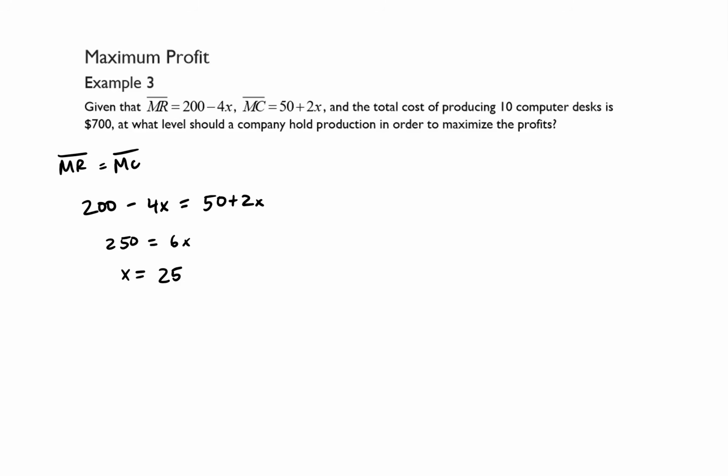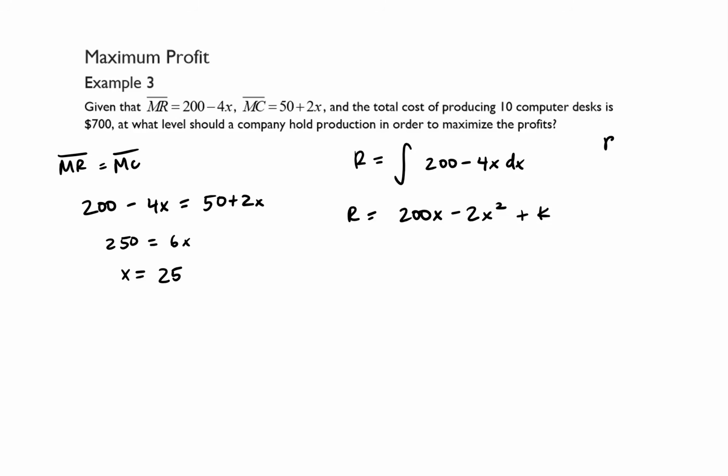And now what we're going to do is find the revenue and the cost functions by integrating and just verifying that x equals 25 does in fact maximize the profit instead of minimizing the profit. So the revenue function is going to equal the integral of 200 minus 4x dx, and that gives us 200x minus 4x squared over 2, which becomes minus 2x squared, plus our constant of integration.